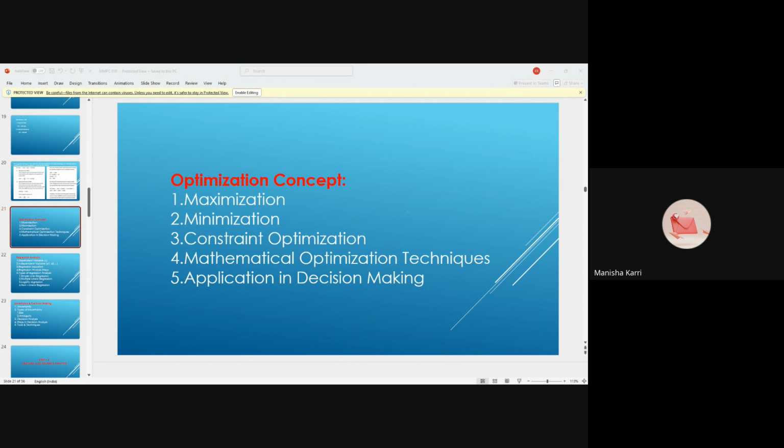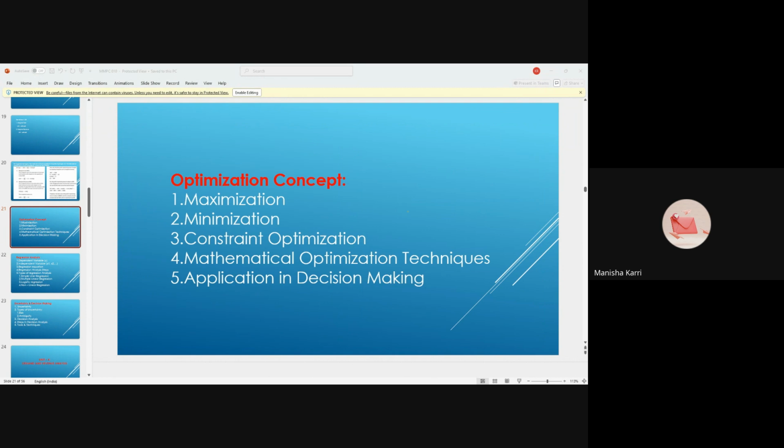And constraint optimization. Definitely, in many real world scenarios, there are many constraints that limit the feasible solutions. For example, a company may have limited resources such as labor, capital, or raw materials. In such cases, the optimization will involve finding the best solution that satisfies these constraints. So this is nothing but constraint optimization.